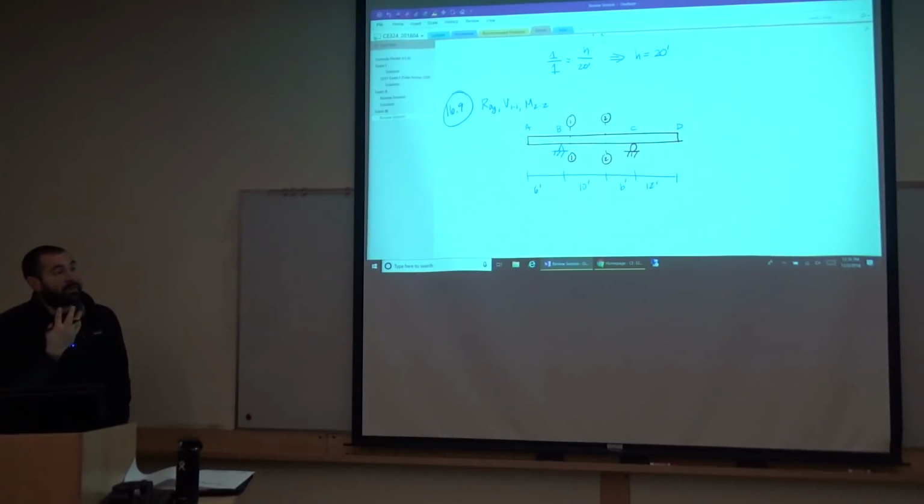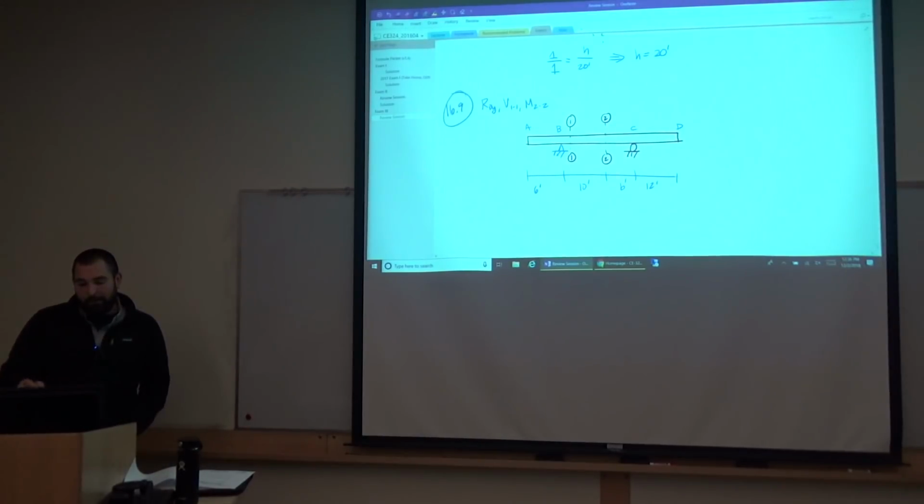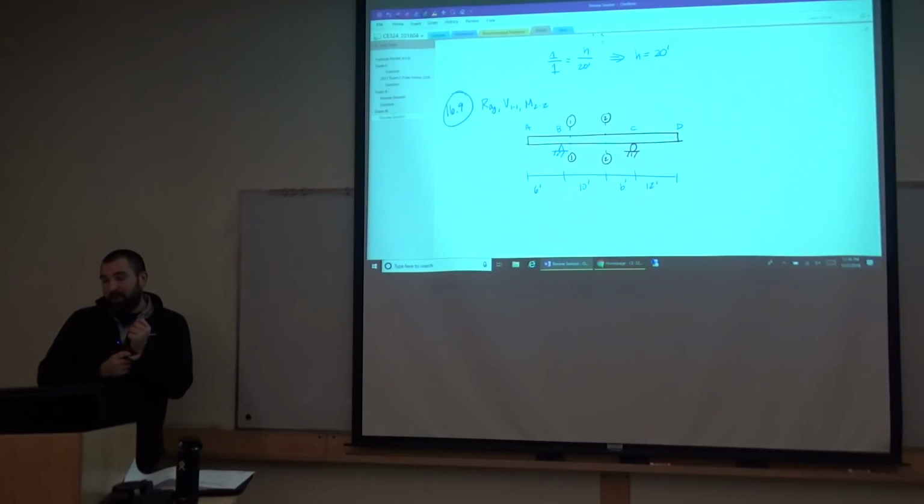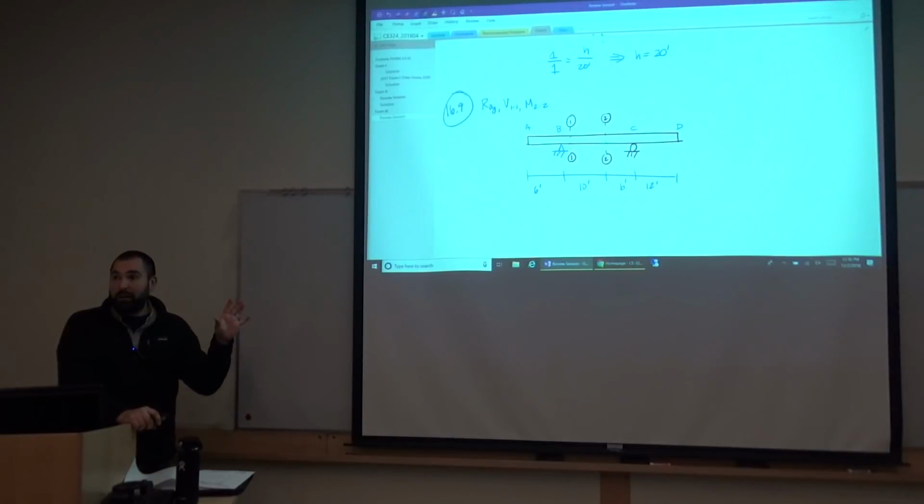And this is another situation where, if you're having problems applying the visual influence line, the qualitative method, you can always resort back to checking your work with the quantitative method. Now that doesn't mean that you have to do this whole problem in the quantitative method, doing section cuts and moving the point load across the beam. You're not going to have enough time to do that on the exam.